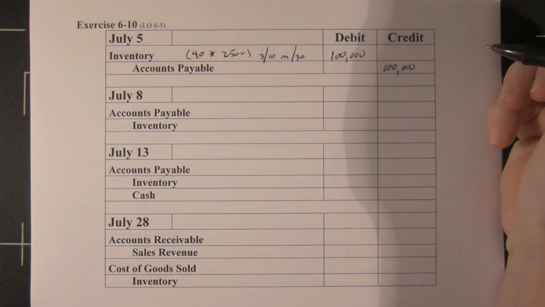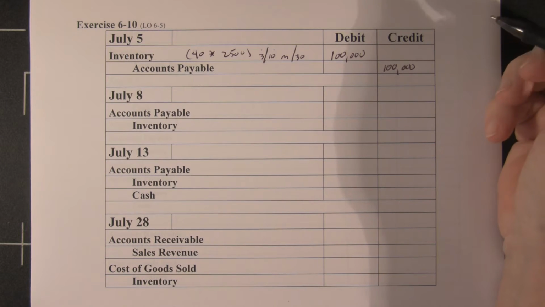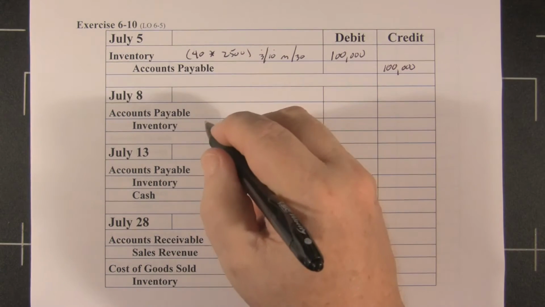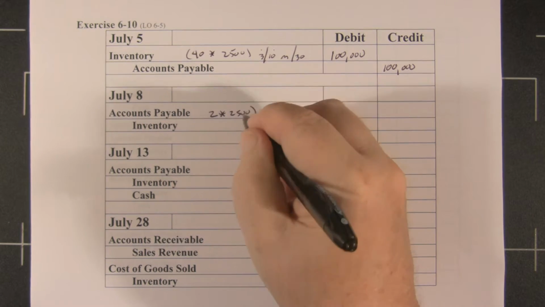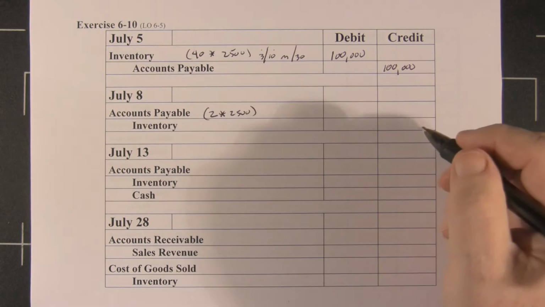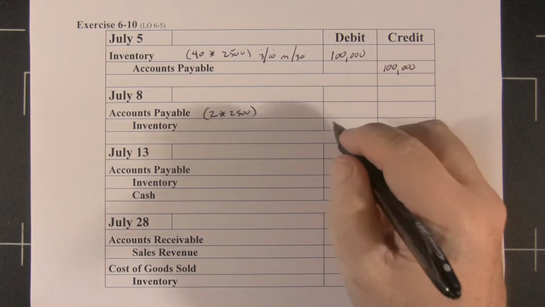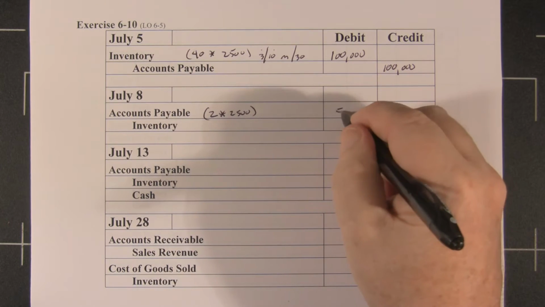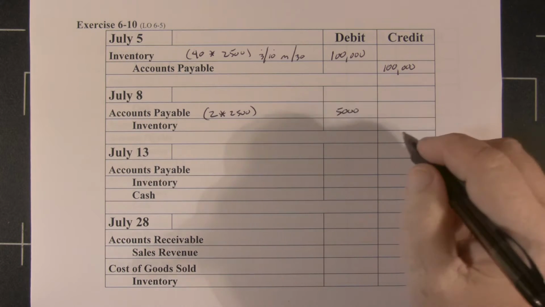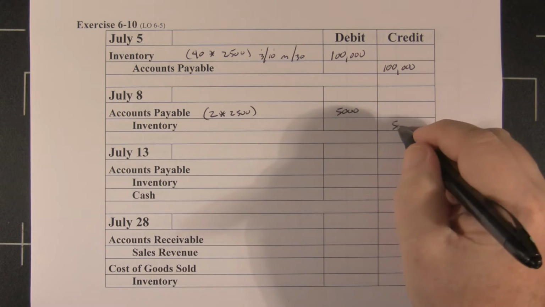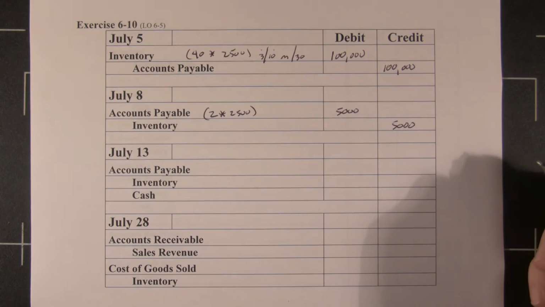Then it tells us that we return 2 televisions that are bad. So we're returning 2 televisions at $2,500 each. So we reduce our accounts payable. We debit our accounts payable by the $5,000. And we reduce our inventory by $5,000. Remember, perpetual inventory, we're keeping our inventory current.